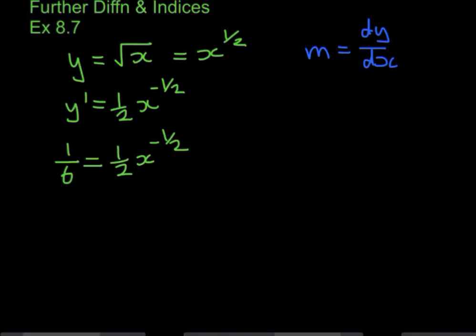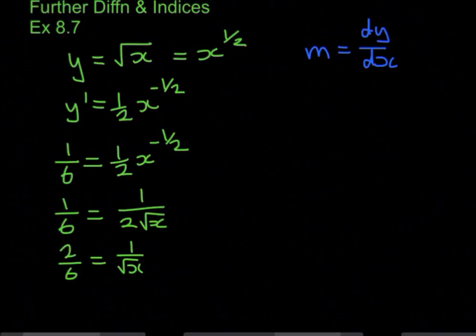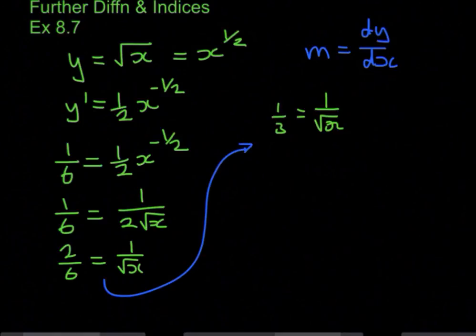To solve this, it may be more helpful if we now write the expression without the use of indices. So we'll have 1/6 is equal to 1/2 times the square root of x. And what we want to do is make x the subject of the formula. So first step, 2/6 is equal to 1/√x. Continuing this working, we've got 1/3 is equal to 1/√x. That means root x is equal to 3. And if we square both sides, x is equal to 9.